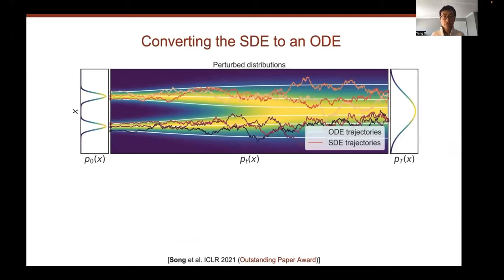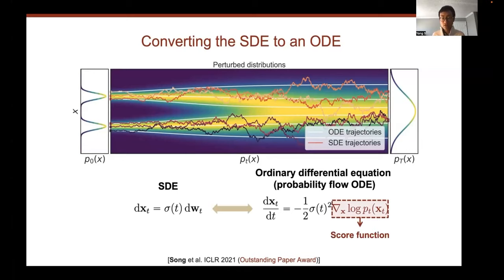For any SDE of this form, we can find the corresponding ODE on the right-hand side, which only depends on the score function and can be estimated once we have trained our diffusion model. And consistency models are defined based off this probability flow ODE.